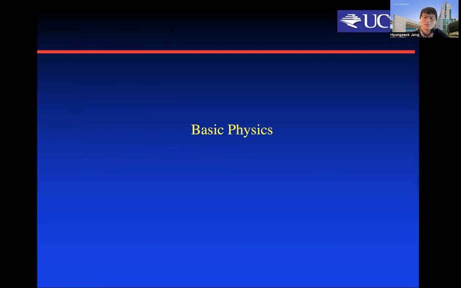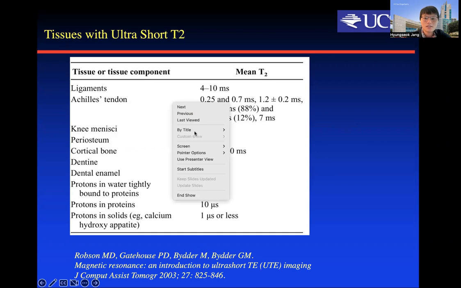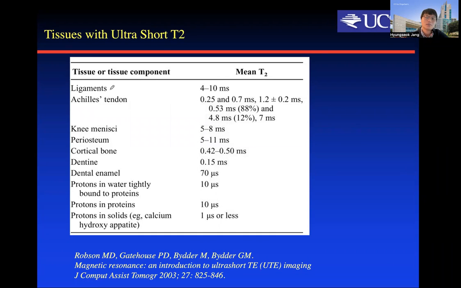So let's start from the basic physics. I think you already know about T2 and T1 relaxation in MRI, and in the human body there are many tissues with actually short T2. Let me turn on my pointer. For example, ligament has a T2 below 10 milliseconds, and then the bone, and the tendon. They have very short T2 compared to the other soft tissues.